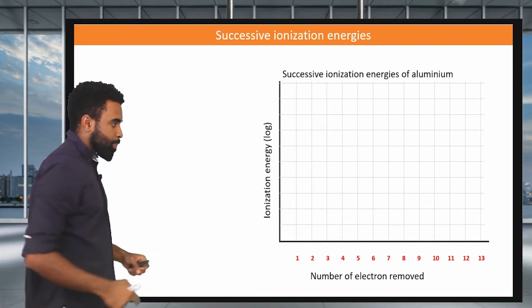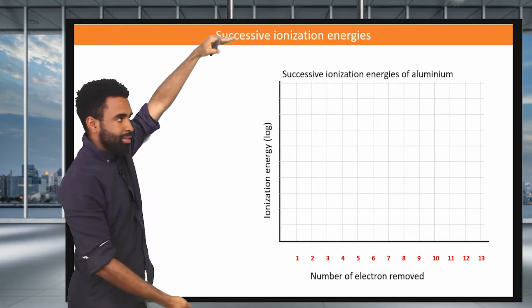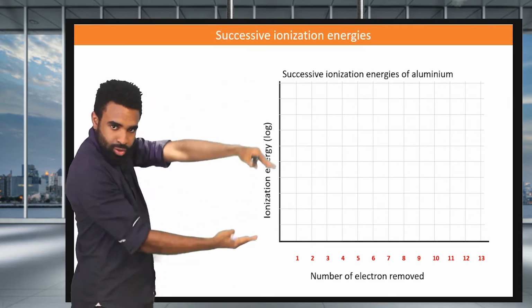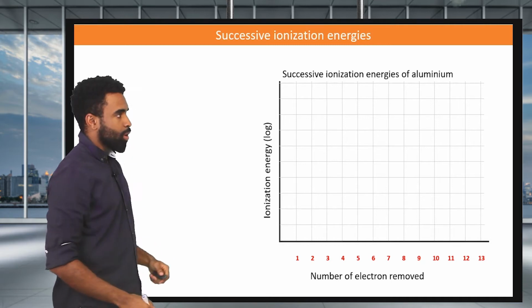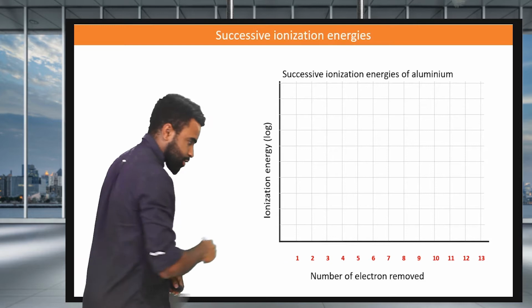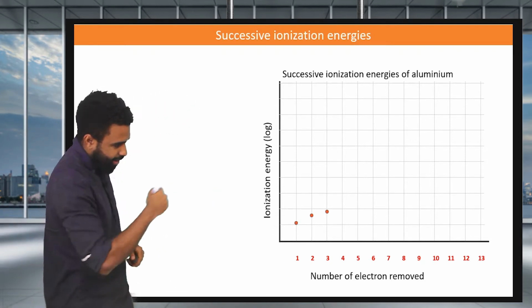On the y-axis, we put the ionization energy, but we log transform it. Log transform basically helps us take a graph that expands too far vertically and squeeze it down. Hopefully you understand what log does to numbers. So let's see what the trend is. We start with the first electron. That's the easiest to remove. Then it's slightly harder, then slightly harder again.